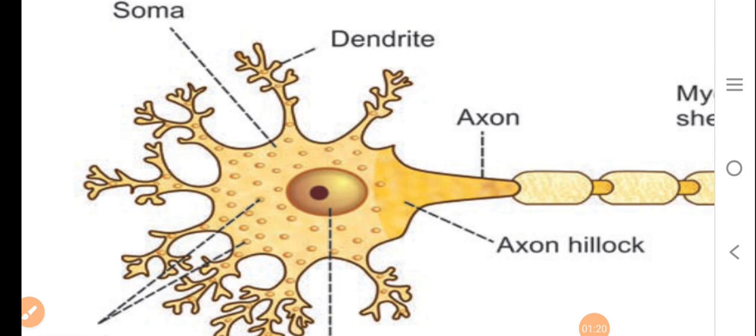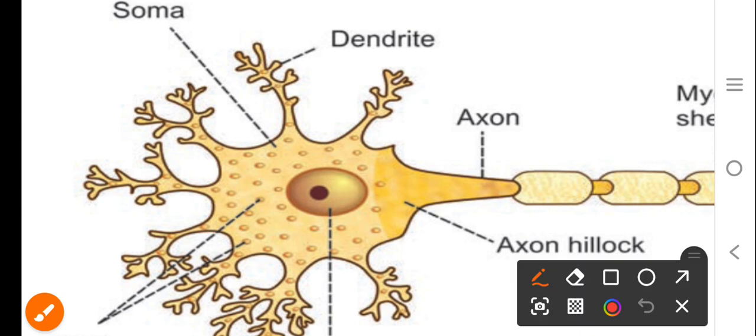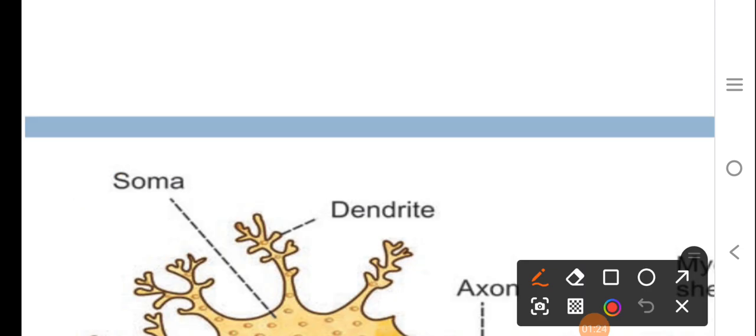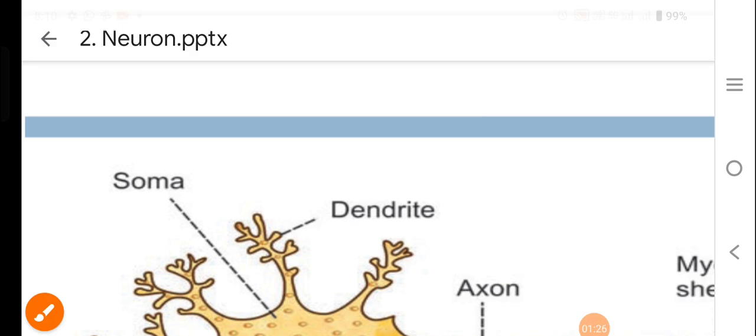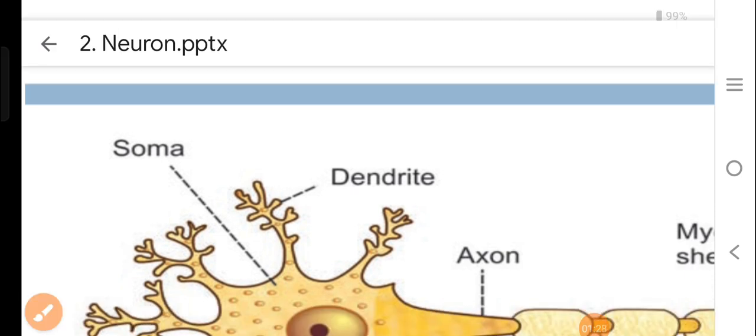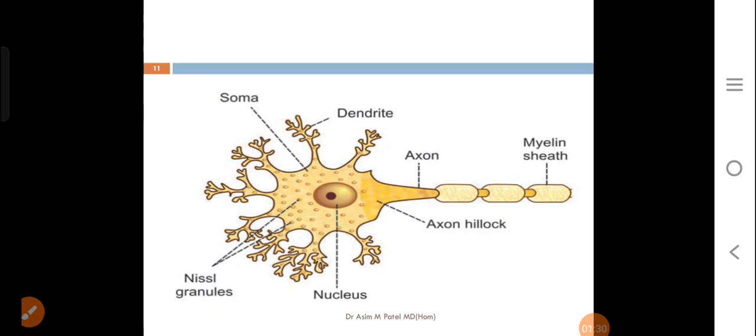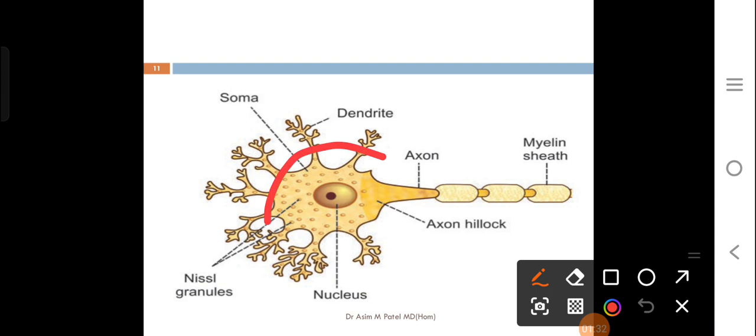Here you can see this one is the nerve cell body. This particular part is the nerve cell body.